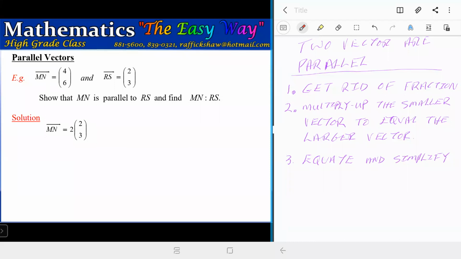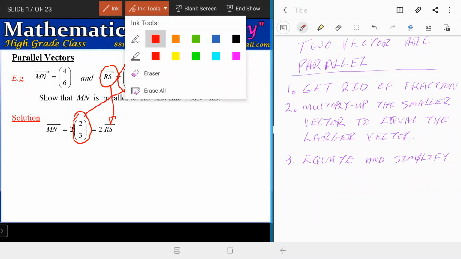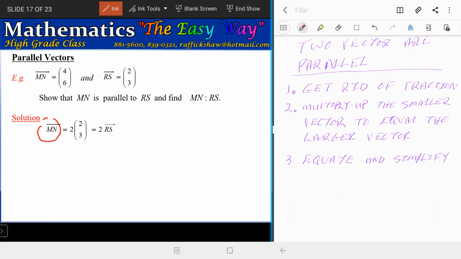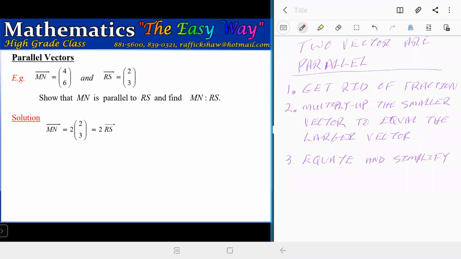All right. So after you factorize the large one here, what you do now is write it as that. Remember what that means: this (2, 3) is the same (2, 3) right here, and the (2, 3) is equal to RS. So I've replaced that right there. And so you now have that MN is 2RS. That means that they are parallel, because one equals a multiple of the next. So that's how I used to do it in the past.